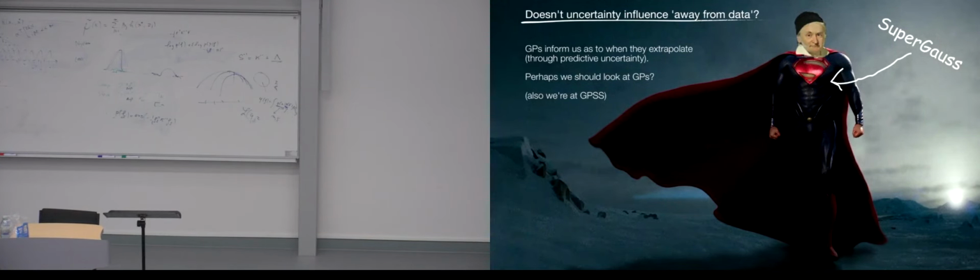So we have seen that GPs are great for multiple reasons, but one of them is that they tend to assign high predictive uncertainty whenever they're extrapolating. The predictive variance of a GP tends to be large when you move away from data. And apparently that behavior influences the geometry. So perhaps there's some sort of signal in this uncertainty that we can use to make the geometry well-behaved? One could hope. And also, we're at GPSS, I kind of have to do this, right?